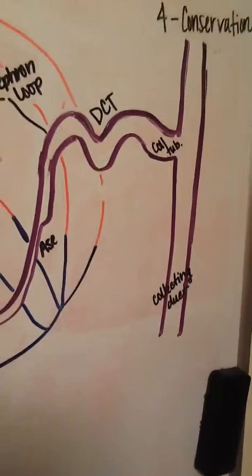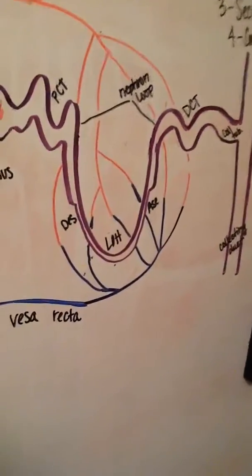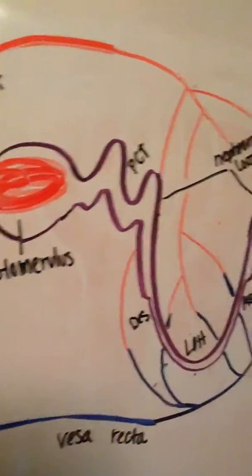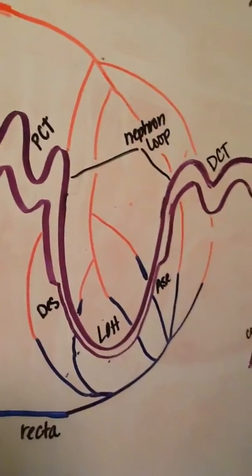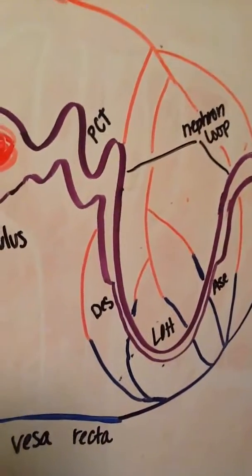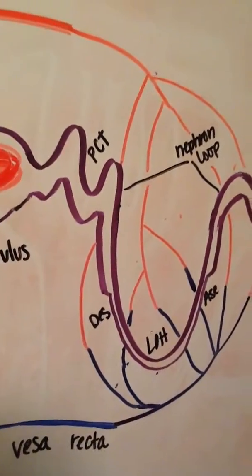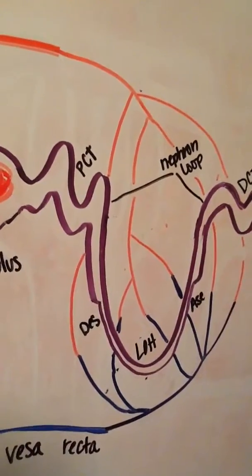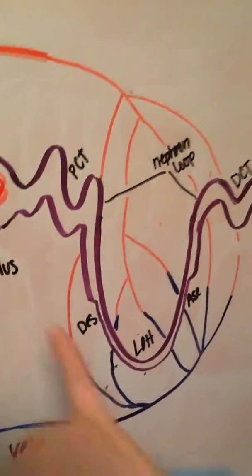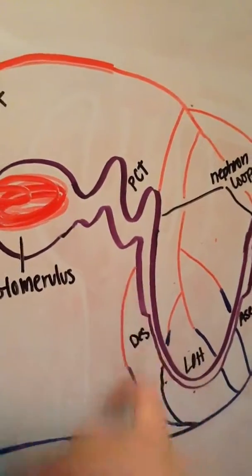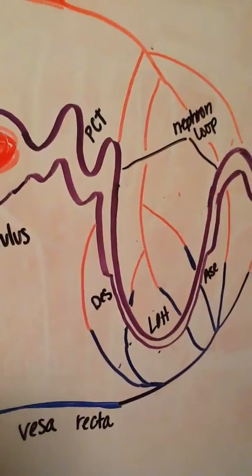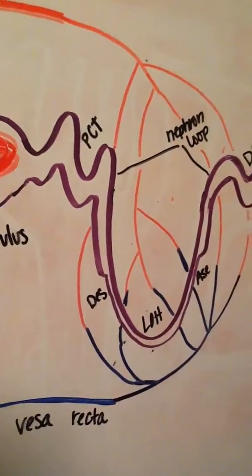So then you go into the third step, which is secretion. Again, we're going to go back to the proximal convoluted tubules. What is secreted there is going to be creatinine, hydrogen ions, ammonium, and some of the drugs can be secreted out in this part. Then we're going to go down to the loop of Henle, which actually doesn't secrete anything.